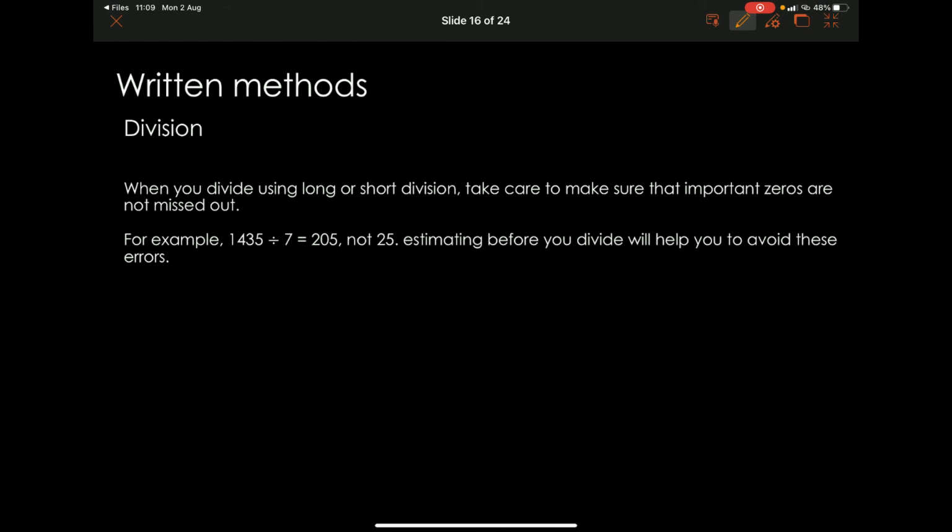So if I decided to use the bus stop method, which a lot of you are comfortable with and have seen before, I would do 1,435 and I'm going to divide it by 7. And that's saying how many 7s go into 1,435.